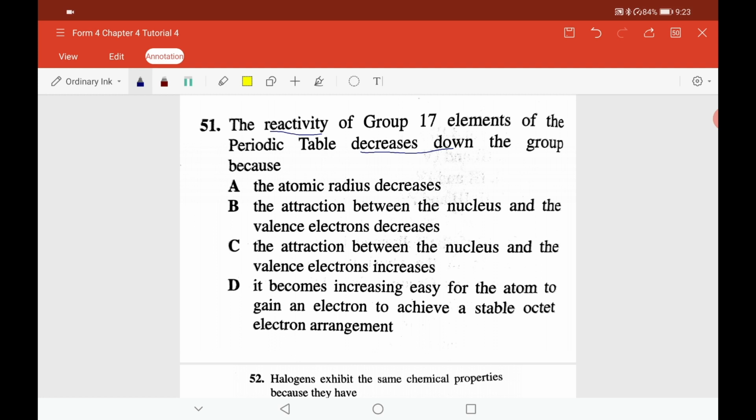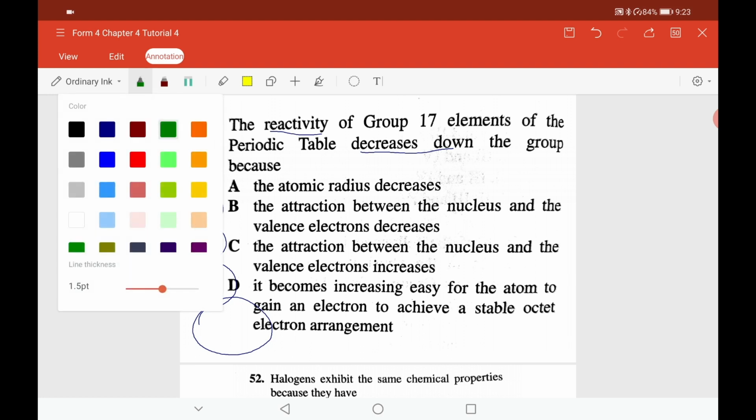Going down the group, we know the atom becomes larger and larger. When the atom becomes larger and larger, the electron is now far away from the nucleus. So when the electron is far away from the nucleus, the nuclear attraction becomes weaker. When the nuclear attraction becomes weaker, it becomes harder to receive electrons.